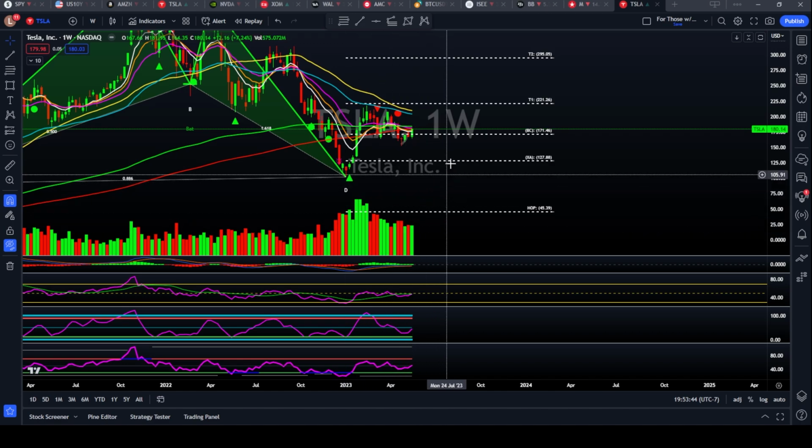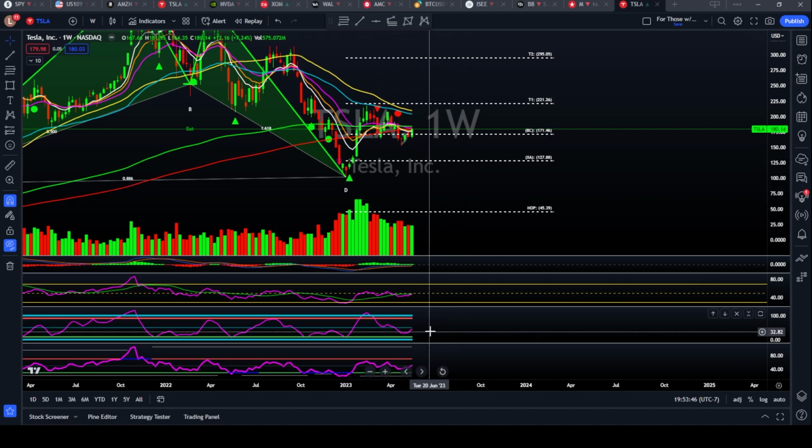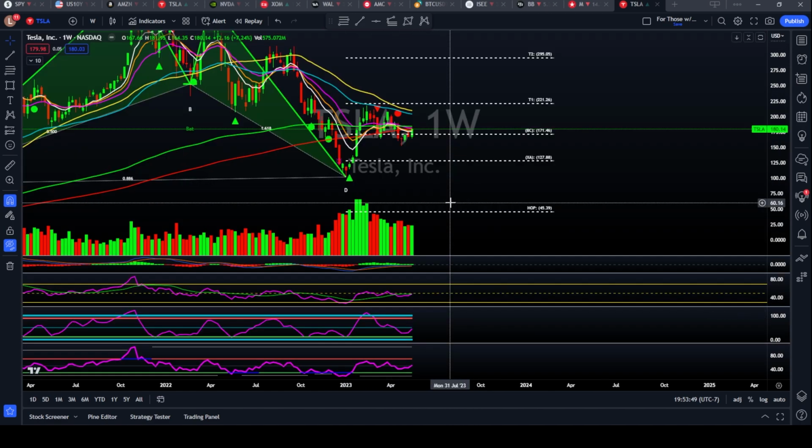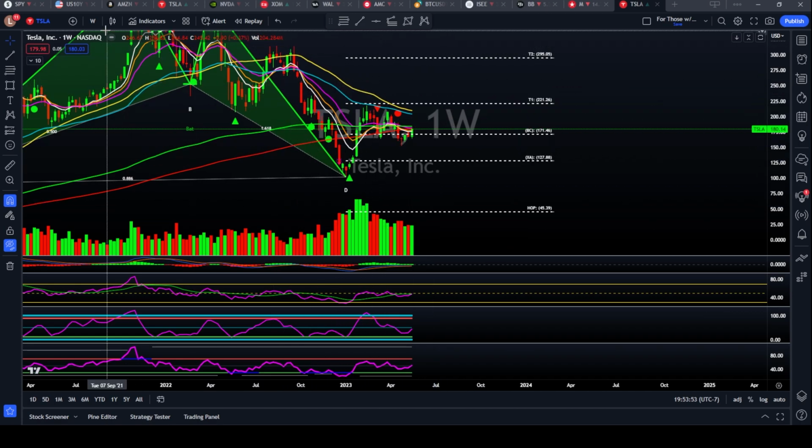The volume is starting to also increase as well. The HSI looks like it wants to touch that midline. Still too early to tell, but Tesla looks good as long as you are above 177, 180.